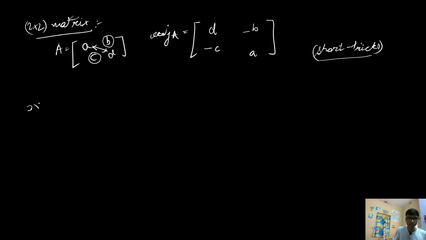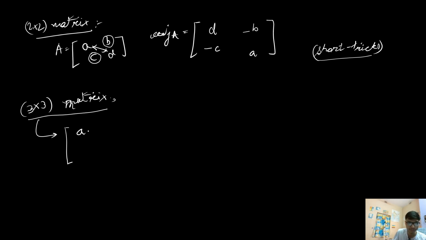Now similarly, there will be a short trick to calculate the adjoint of a 3 cross 3 matrix. Now let us check how to calculate for a 3 cross 3 matrix. Okay, we already are familiar with when we were calculating the determinant value of a 3 cross 3 matrix, the determinant of 3 cross 3.